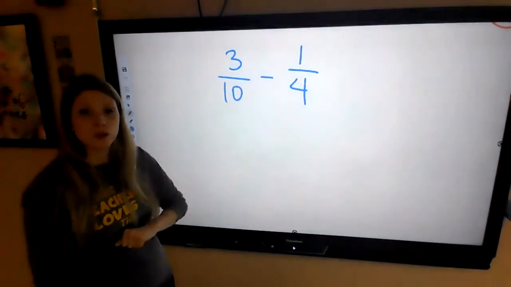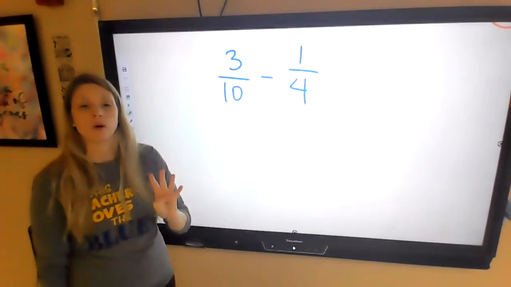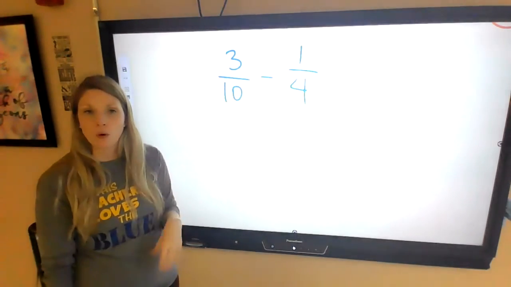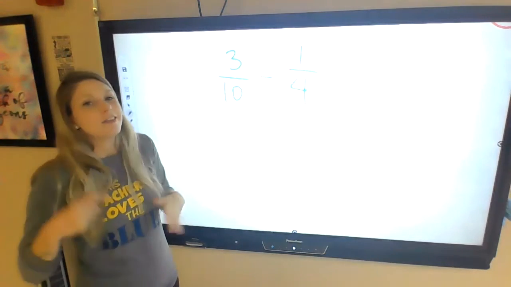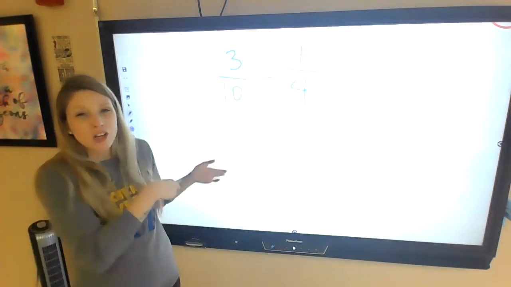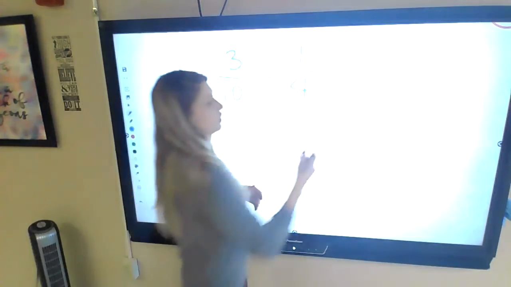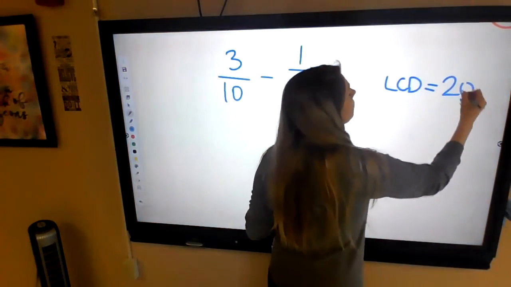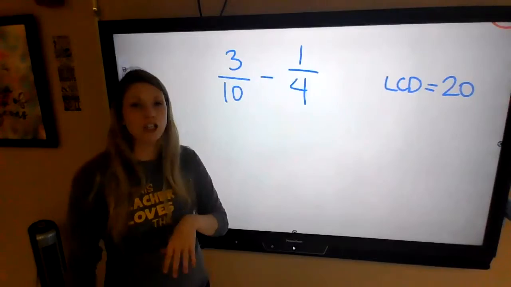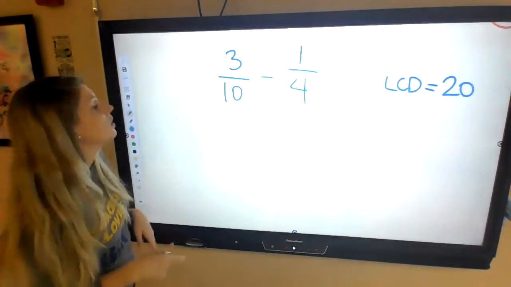So I look at multiples of 10, okay? 10, 20, 30, 40. If I look at multiples of 4, I have 4, 8, 12, 16, 20. So they do have 40 in common, but they also have 20 in common. And no matter which one you use, you're going to get the right answer. So I'm going to use 20. If you use 40, your fraction will look different, but it will ultimately equal the exact same thing.